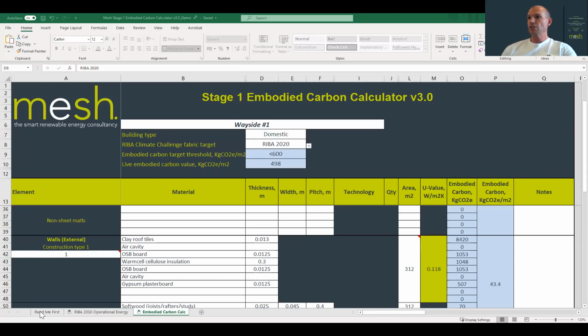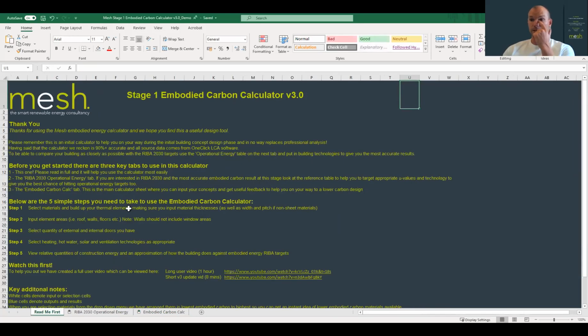So generally speaking, there are 3 tabs to this calculator. This is the first tab. Hopefully you can see my mouse here. This is the first tab. This is really just an intro. We start with a thank you, but go on to the main steps of how you complete the calculator.